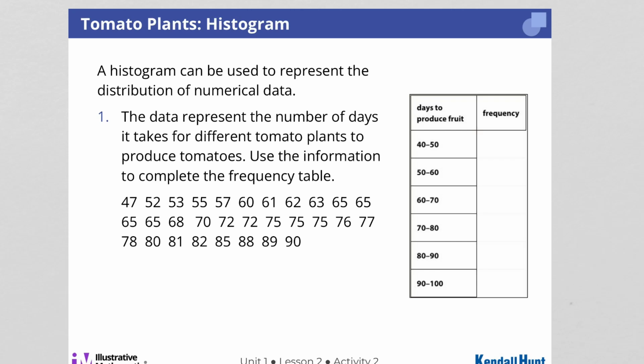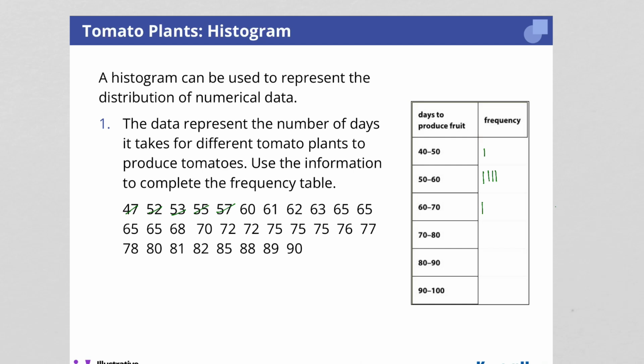Okay, once again, take out your notes, and we are going to complete this frequency table. We're going to be doing a histogram based on tomato plants. They're giving us all the data, and the data represents the number of days it takes for different tomato plants to produce tomatoes. Use the information to complete the frequency table. You can look over that little flip book just to help you remember what we need to do to create a frequency table.